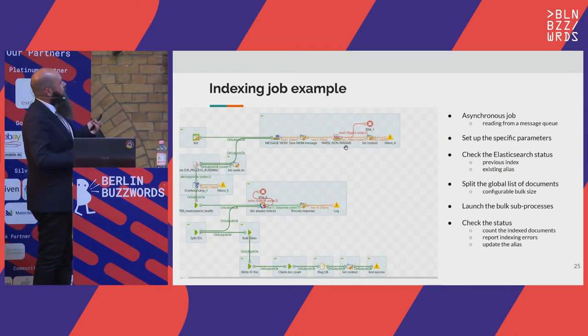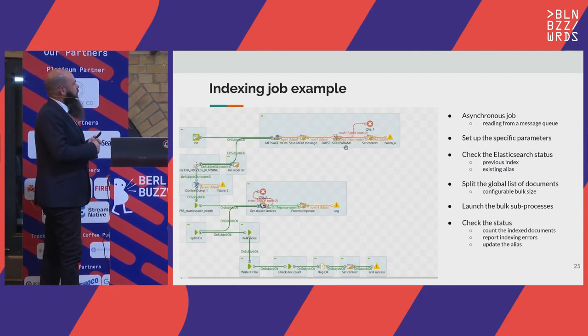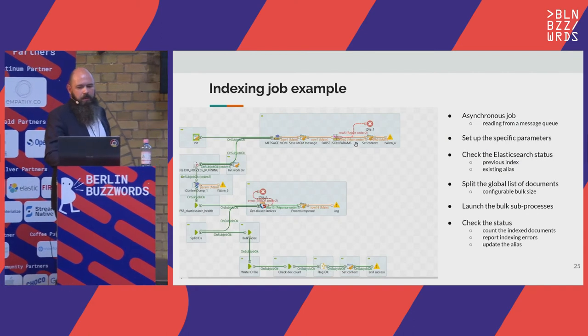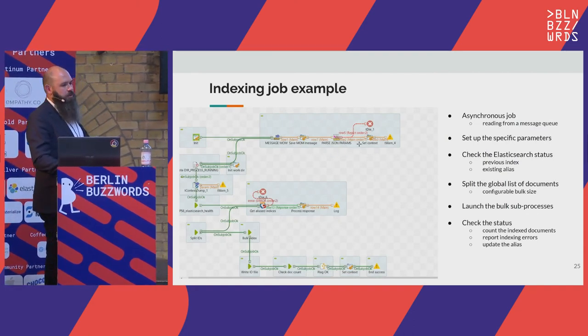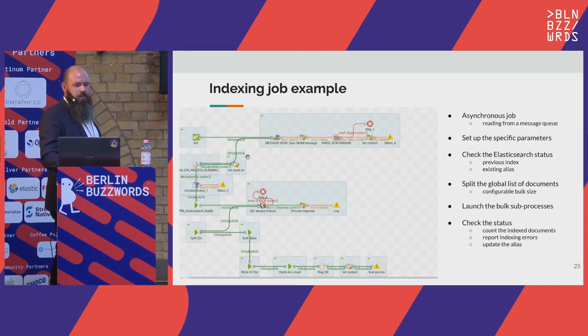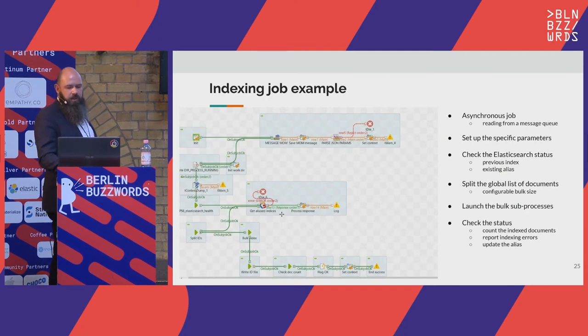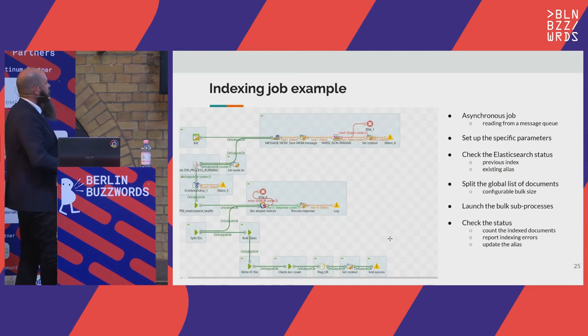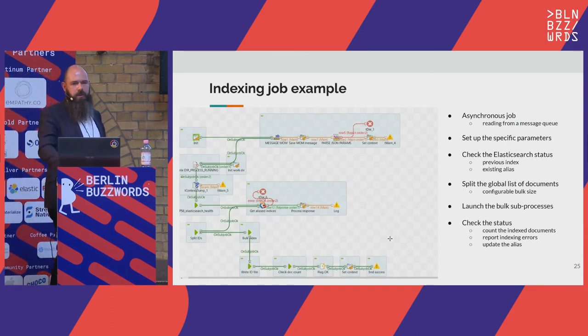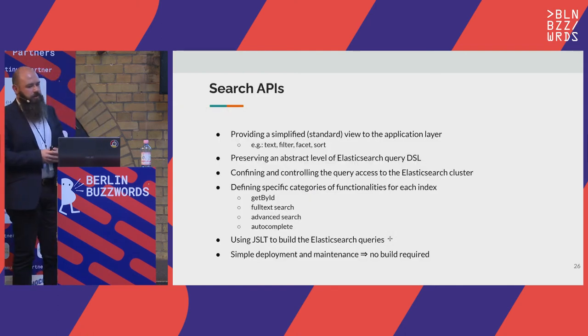In this example, there is the description of an asynchronous job. It reads the parameters from the message queue. It starts the initialization of the process. Then in this part, you check the existence of an index in the Elasticsearch cluster. According to all this preparation, there is a split of the list of all the IDs. There are sublists that are sent to the indexing part, and that's it. So just an example of a typical indexing job that we use.